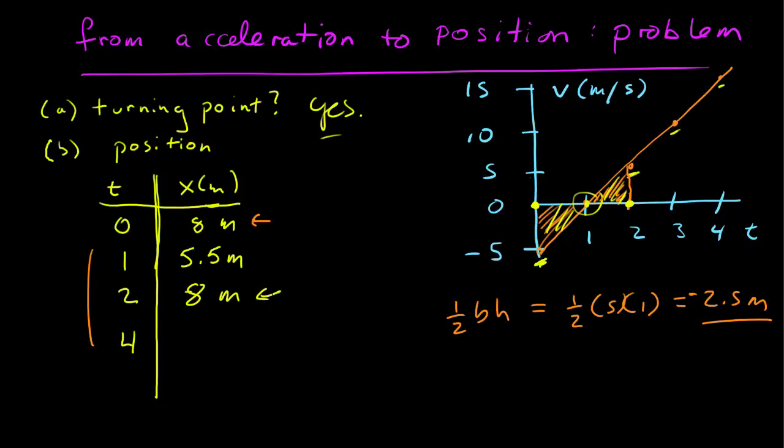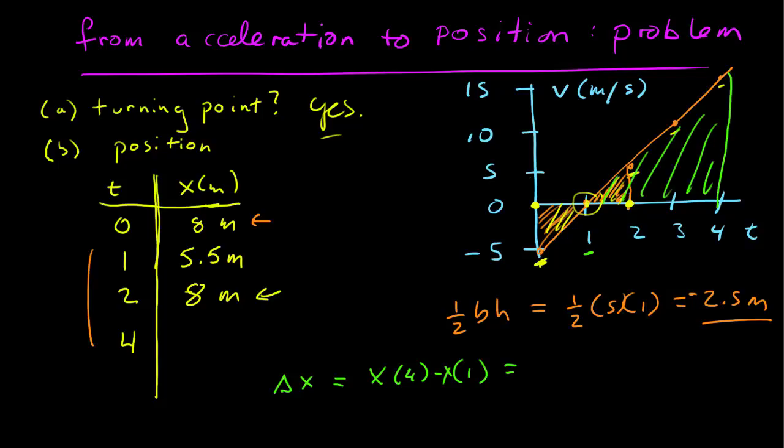Finally, we want to know what is the position at 4 seconds. So let's look at the change in position. We can go from 1 to 4. That gives us a simple triangle. The change in position, x at t equals 4 minus x at t equals 1, is the area under the velocity versus time curve between t equals 1 and t equals 4.